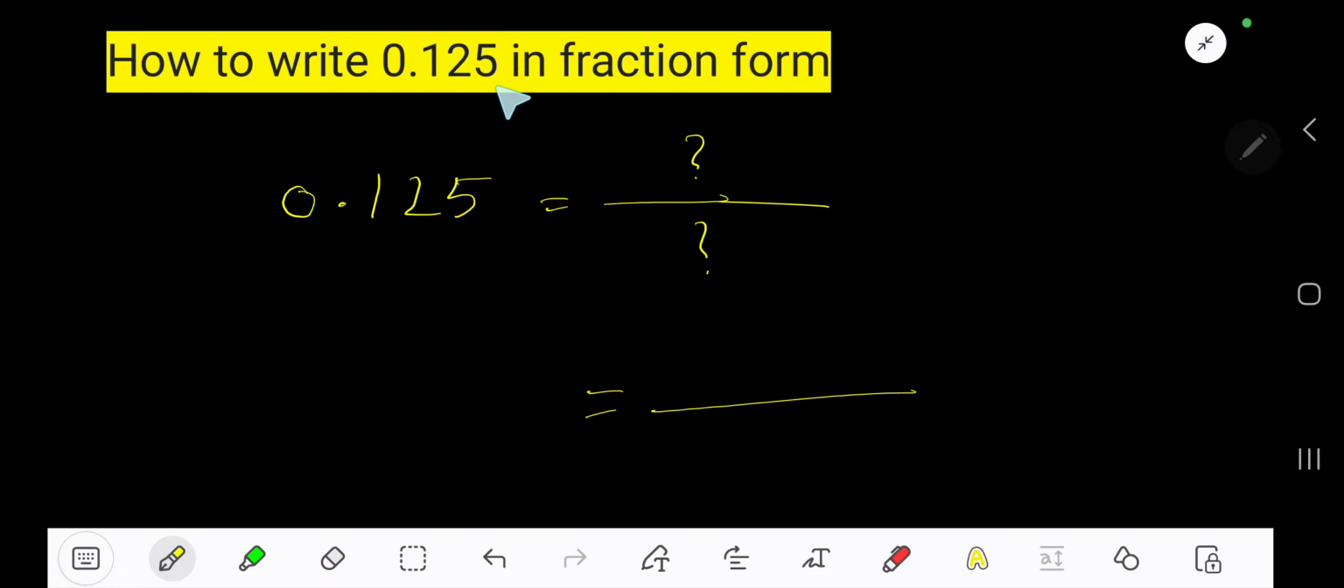How to write 0.125 in fraction form. So we need a numerator and a denominator. For the numerator, just ignore the decimal and write the number you are getting. So you are getting 125.